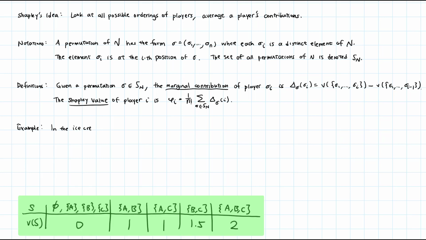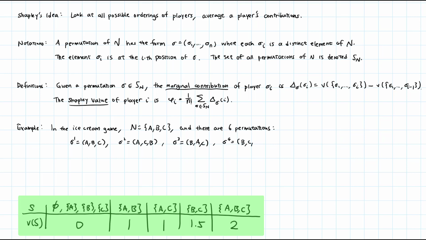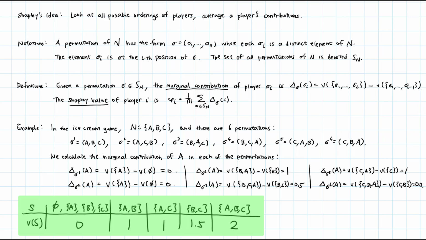Back to the ice cream game. There are 3 players A, B, and C, so there are 6 permutations, and they are listed here. We can calculate the marginal contribution of A in each of the 6 permutations. For example, for sigma 4, which is BCA, we calculate V of BCA minus the value of BC. That's because B and C come before A, and we calculate the contribution of A when they join the coalition BC, and that is 0.5.